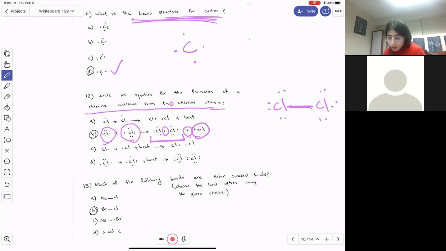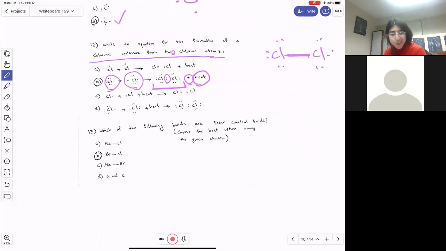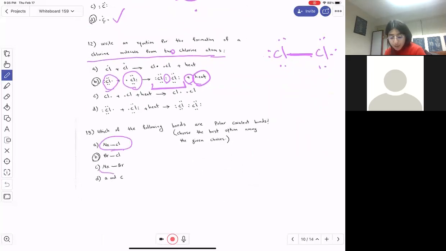Which of the following bonds are polar covalent bonds? Choose the best option among given ones. You know, NaCl, NaBr, both of them are ionic. So they're not covalent. Ionic. Br and Cl, they are both nonmetals.